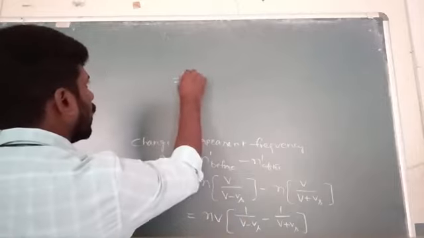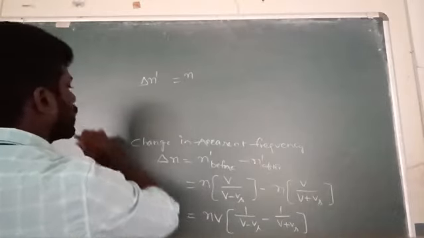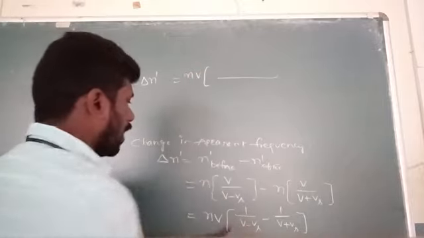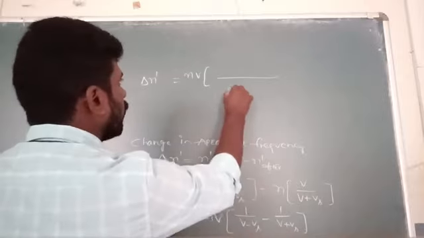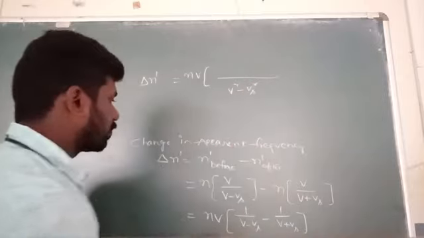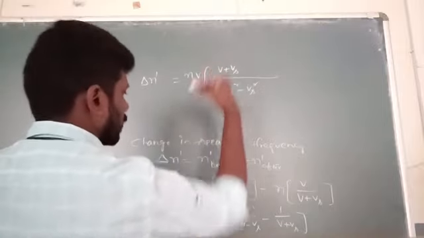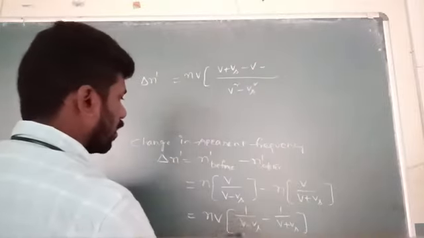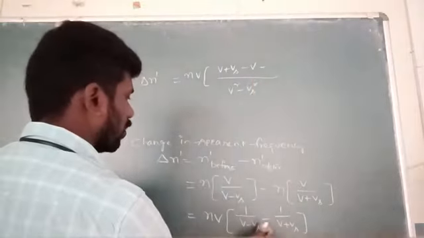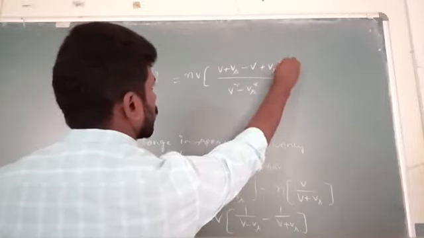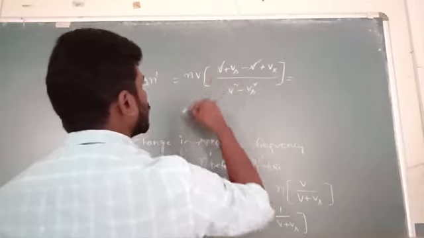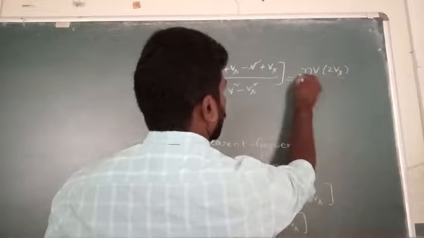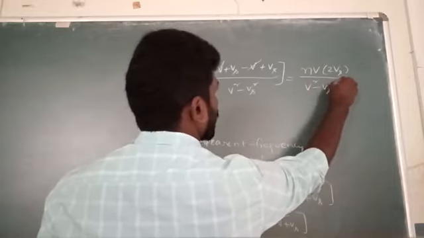We take the LCM: n dash, delta n dash equals n v into LCM. (v minus vs) into (v plus vs) means v square minus vs square. Then v plus vs, minus v, minus into minus gives plus vs. v gets cancelled. So n into 2vs by v square minus vs square.